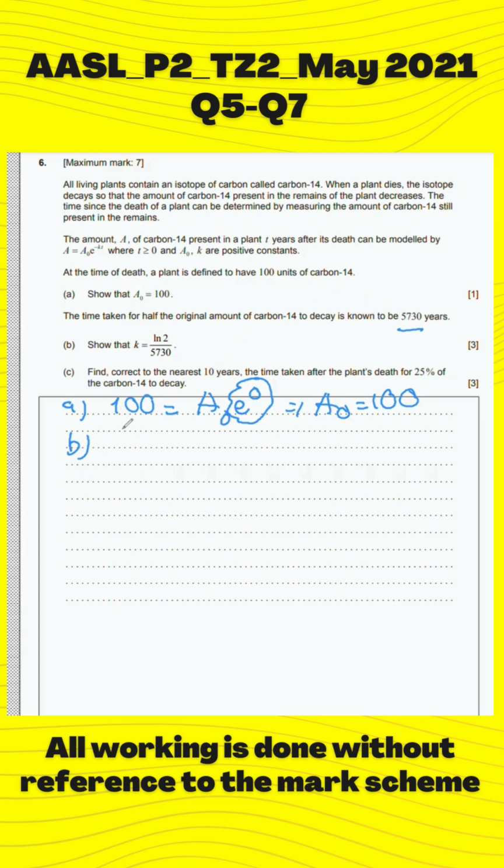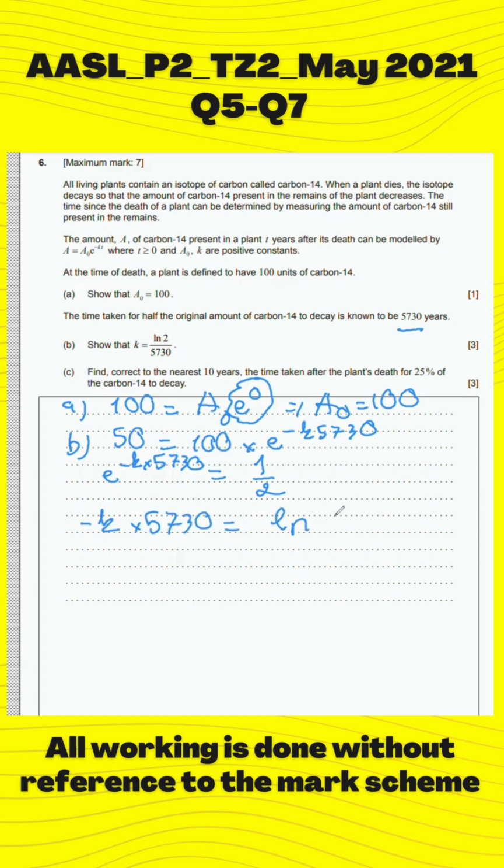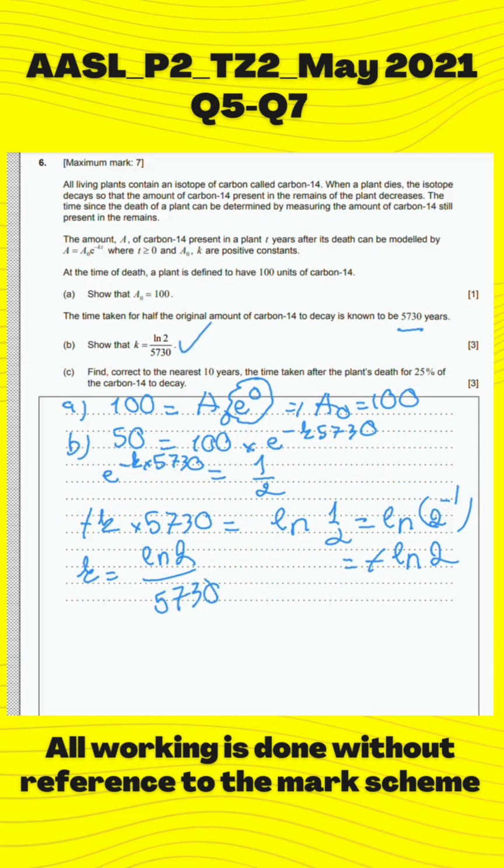So that means we have half, which is 50 left, equal with 100 multiplied with e power negative k, and the time is 5730. So that means e power negative k multiplied with 5730 equal with 1/2. So negative k multiplied with 5730 equal with ln of 1/2, which is ln of 2 power negative 1, which is negative ln 2. And we can simplify this negative with this negative. So k will be ln 2 divided by 5730. Okay, so C.